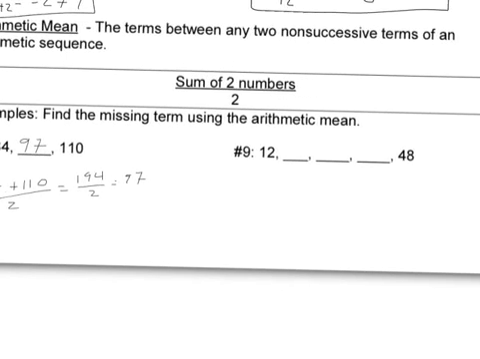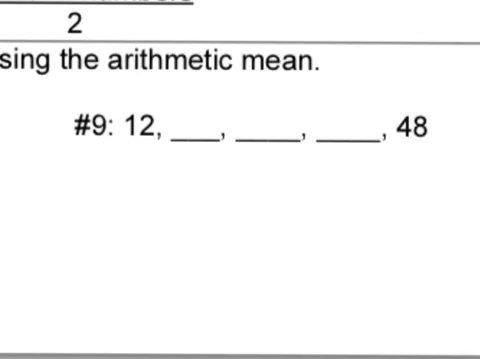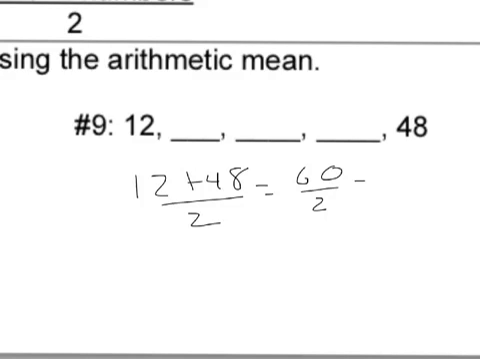Okay, well, let's do the same thing here, except we're going to have to find the very middle one first. So 12 plus 48 divided by 2. 12 plus 48 is 60. 60 divided by 2 is 30. So this middle number is 30.